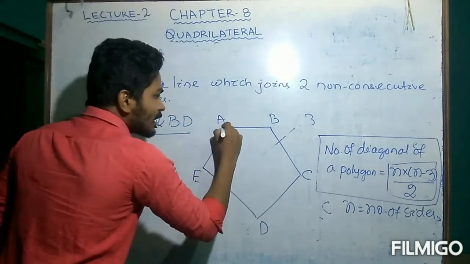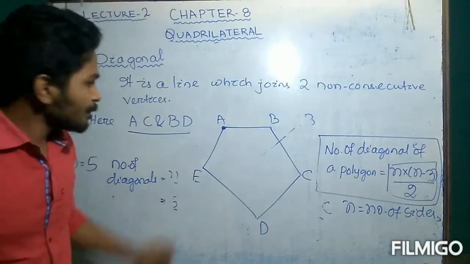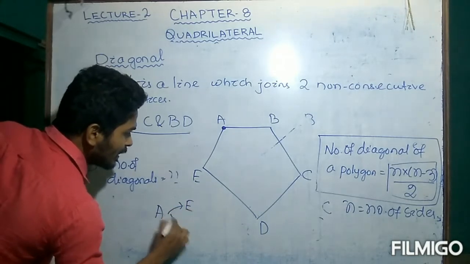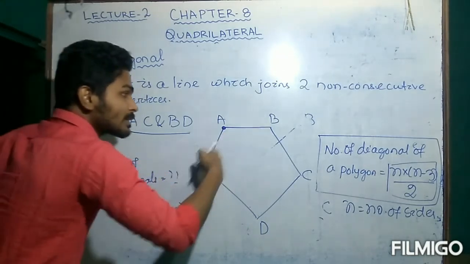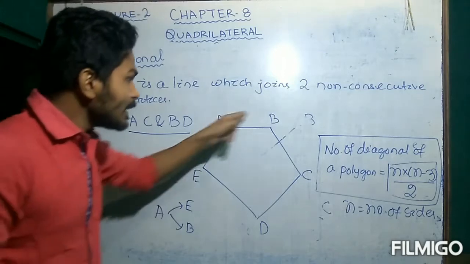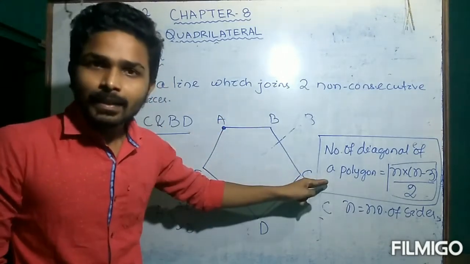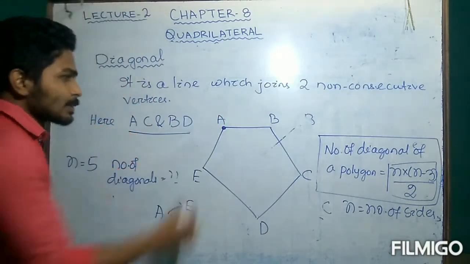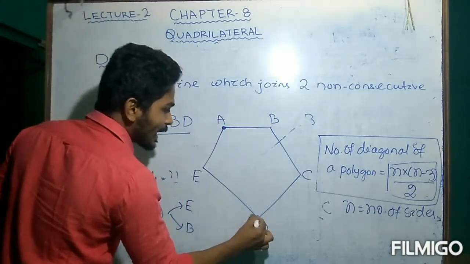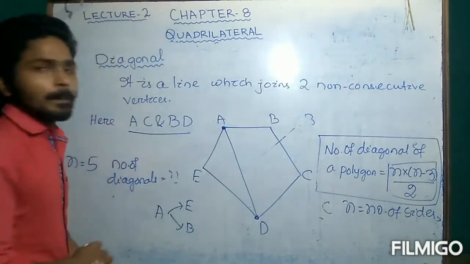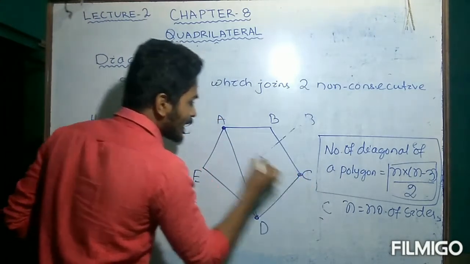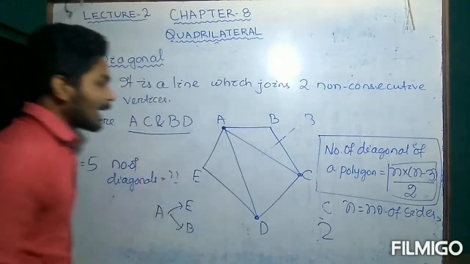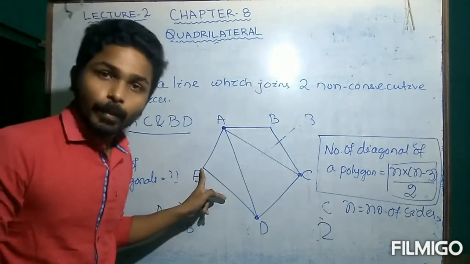Now, what are the consecutive vertices of vertex A? E and B are the two consecutive vertices of A. That means except A and B, there are also another two vertices, and these two vertices are non-consecutive vertices of A. Okay, so you can join A with D because A and D are non-consecutive. You can join A with C because A and C are non-consecutive. So how many diagonals do we find here? We find 2.